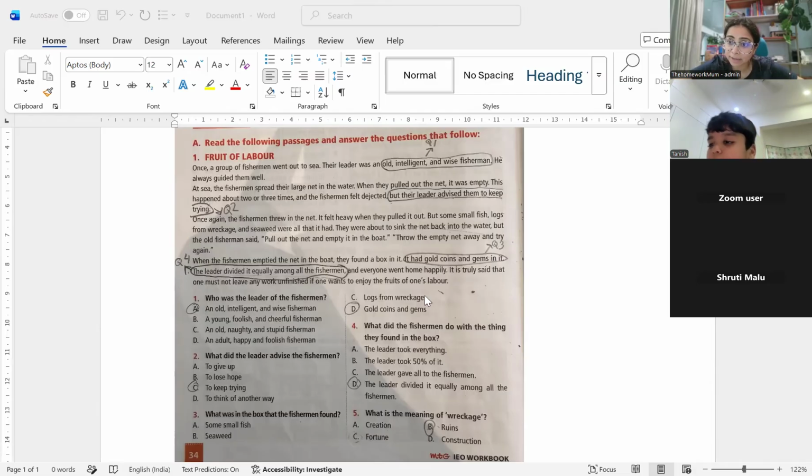W is silent. I will say 'rek'. Now, have you found where it is in the passage? It's very important for you to underline it. See, it is here: but some small fish lurk in the wreckage. What does wreckage mean?